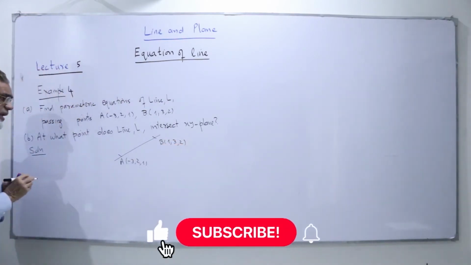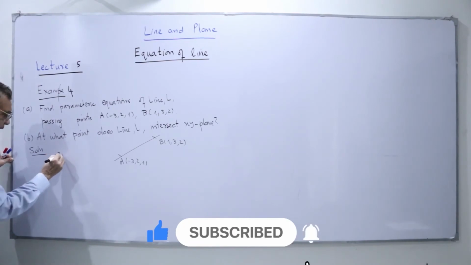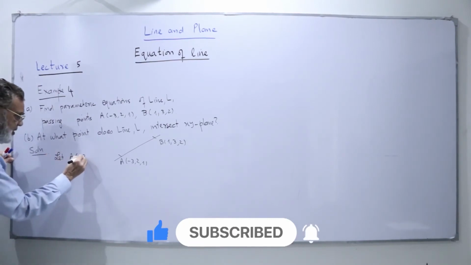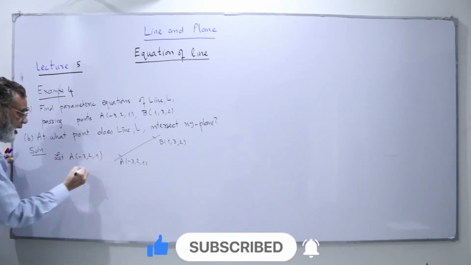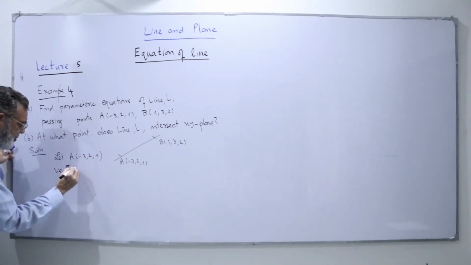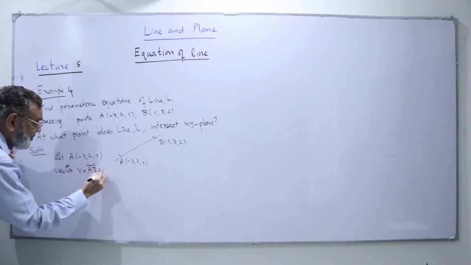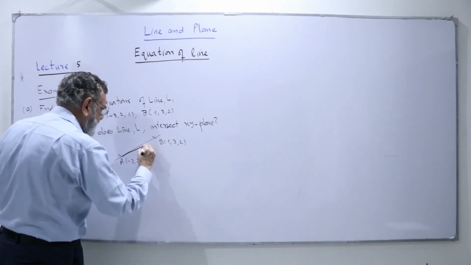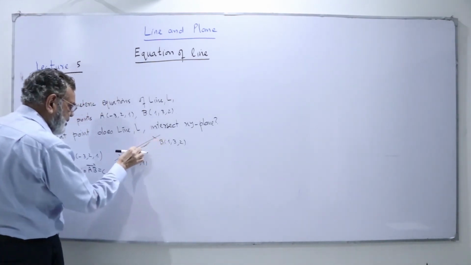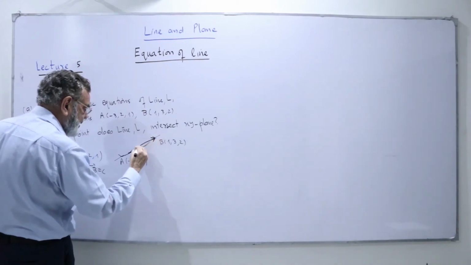Now to find the equation of the line, I need two things. I select the point A, which is -3, 2, and 1, and I take the vector V as my vector AB. I have 2 points, so I can write the vector AB.